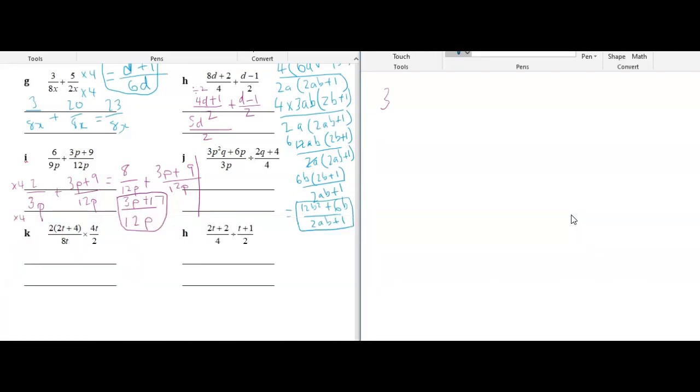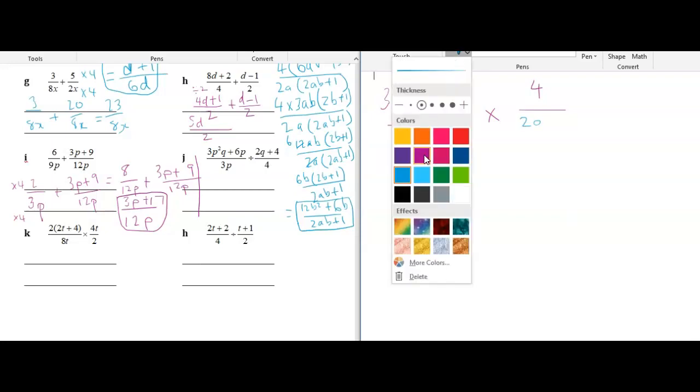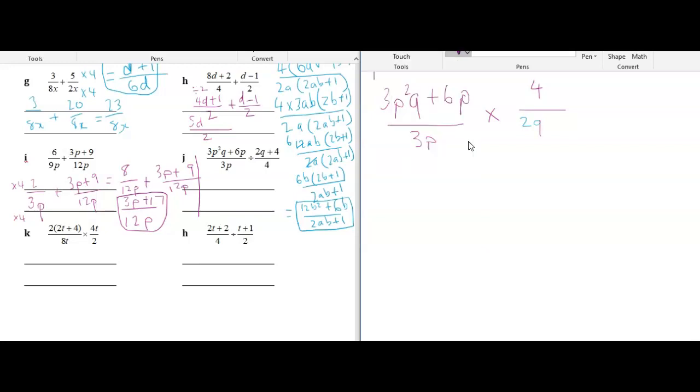So when we're dividing a fraction by a fraction, I'll just make sure I'm writing this down correctly. Remember, we multiply and then we use the reciprocal of the other fraction. So in this case, the 4 comes up to the top and then the 2q plus 4.